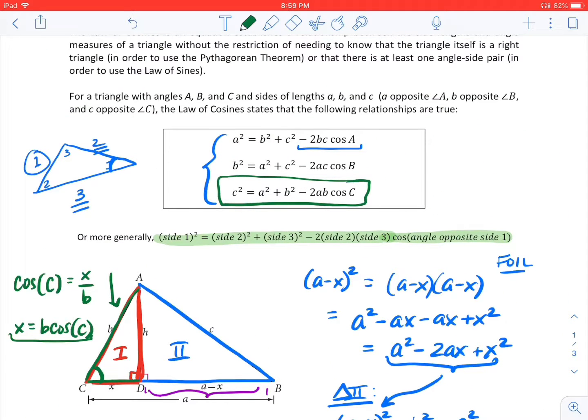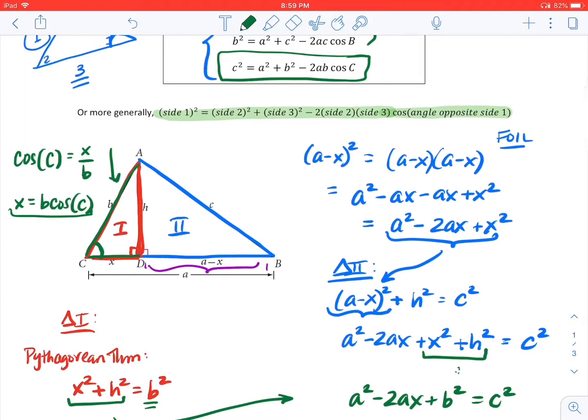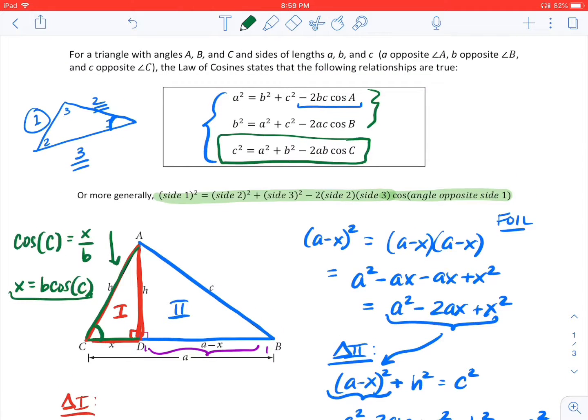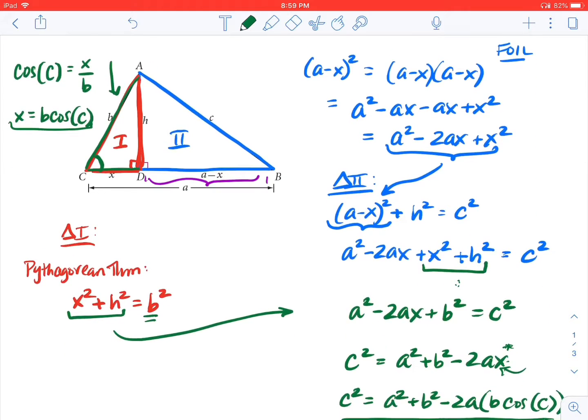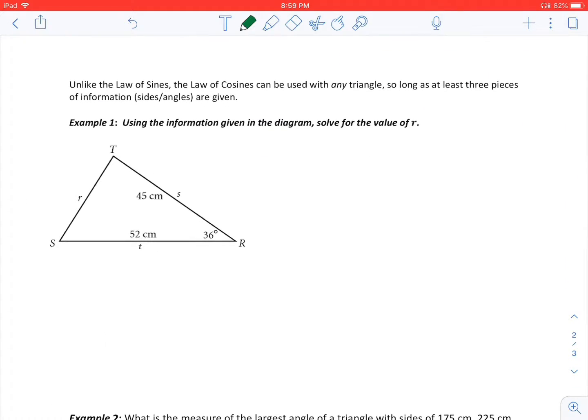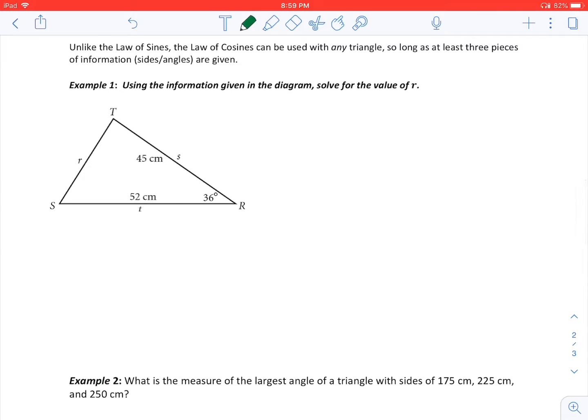I should note that the other two are proven in the exact same way. You would just pick a different side and draw the altitude from it. That's the general relationship that you're expected to know. I don't expect you to know how to prove it. I wanted to walk you through the proof. I'm going to walk you through one example in this first video, and then in the second video, I will do the rest of the examples. So let's go ahead and proceed forward with the next example.